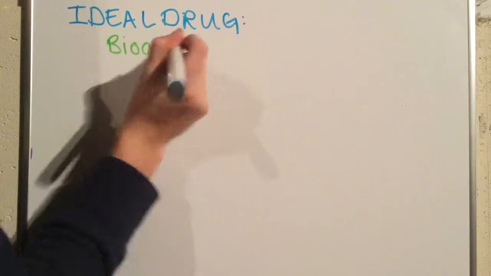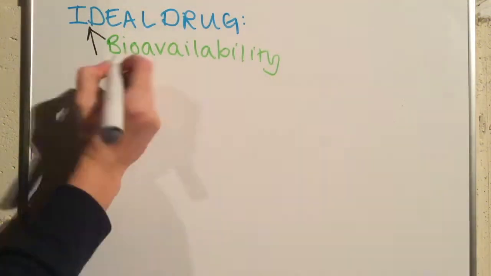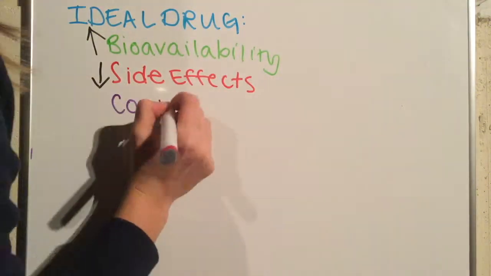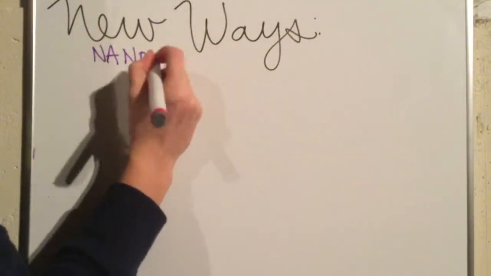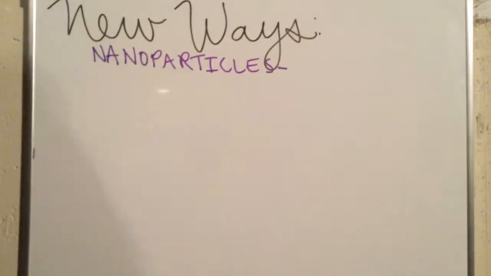So what would the ideal drug be? It would have the highest bioavailability, the lowest risk of side effects, and the highest convenience. Let's talk about some new ways of drug delivery that are in the making right now. The first one I'm going to talk about is called the nanoparticle.